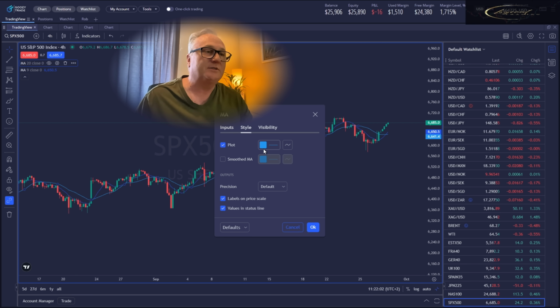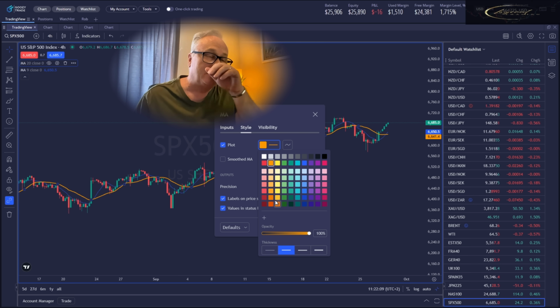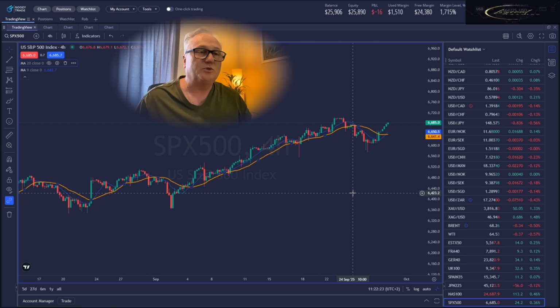Then we've got the style. So let's change this one's color to an orange, and we'll make it a little bit thicker so we can see it. And that's your 20-day moving average. Visibility will be on everything. Inputs, 20-day, close, EMA, smooth length. Okay, boom, boom. Let's do that, right? There you've got your 20-day moving average.